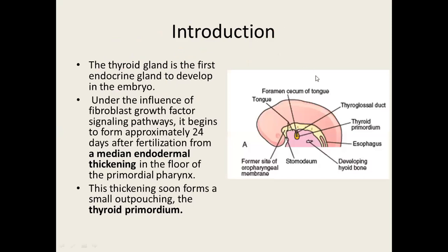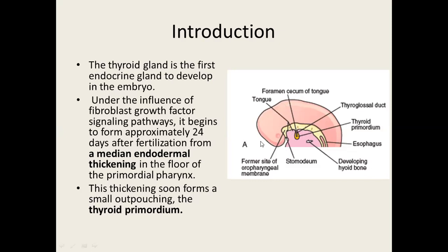So the thyroid gland is the first endocrine gland which develops in the embryo. Under the influence of fibroblast growth factor, it begins to develop 24 days after fertilization. Firstly, there will be an endodermal thickening.